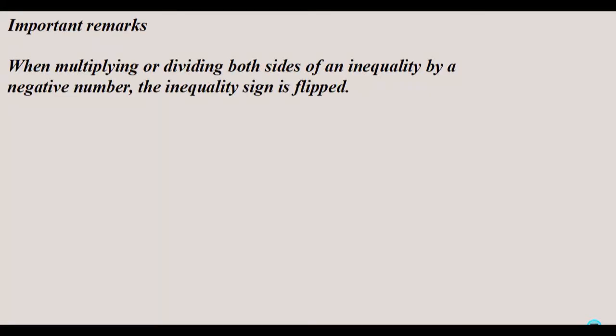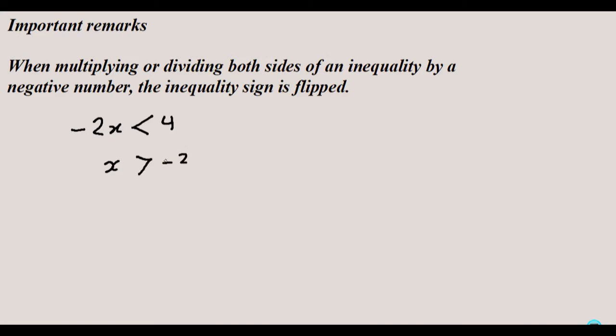Before we move on to solving inequalities, let's look at two important remarks. The first is that when you multiply or divide both sides of an inequality by a negative number, you should flip the inequality sign. For example, if you have -2x is less than 4, and you divide both sides by -2, this becomes x is greater than -2.